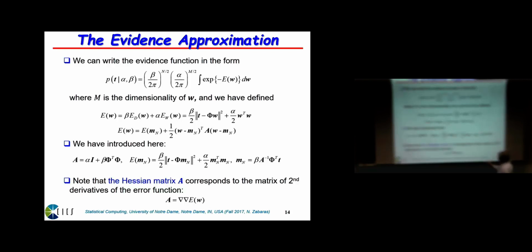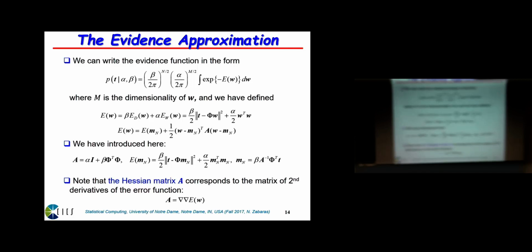If you manipulate it, I can write this as this error function calculated at the posterior mean, plus this quadratic term of W minus Mn transpose A times W minus Mn, where A is equal to that. You maybe don't remember this expression, but in the last two lectures, when I was writing the likelihood, I actually used this expression. The symbols were a little bit different, all right?